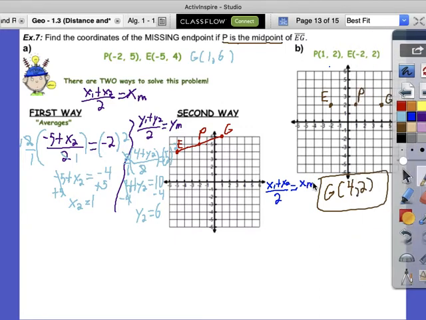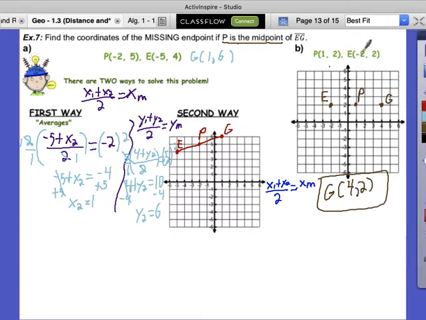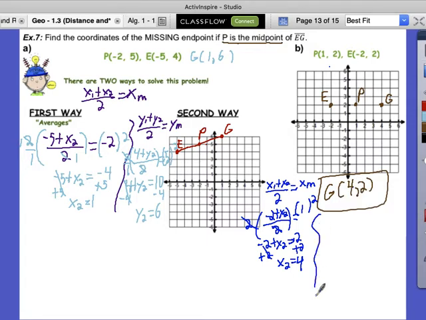Okay, so I fill these in. This is my midpoint. This was my endpoint. -2 plus my unknown endpoint over 2 equals 1. Multiply by 2 again. -2 plus x2 equals 2. I add 2, and x2 is 4. Is that what our other x ended up being? 4, good.